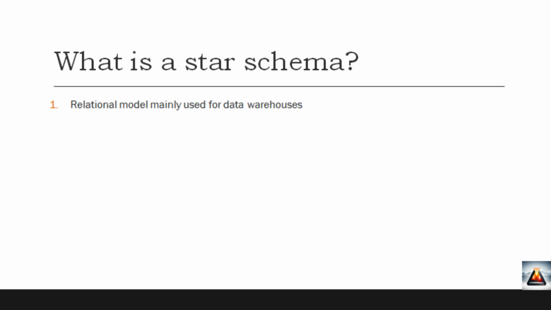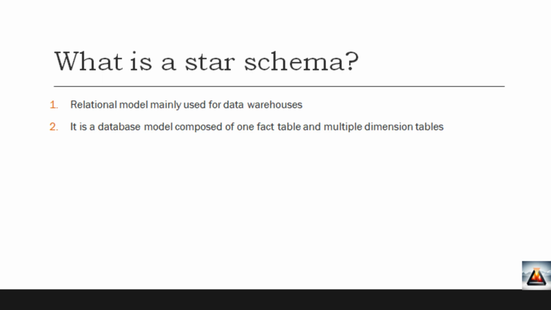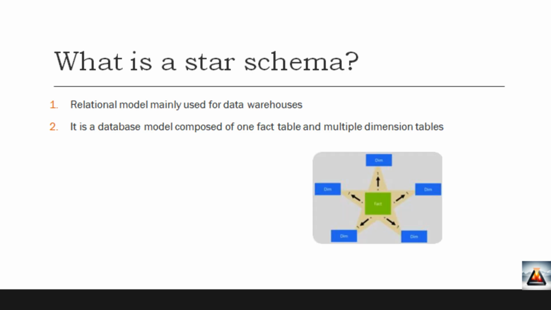What is a Star Schema? The Star Schema is a type of relational database model that is commonly used in data warehousing. It's designed to optimize querying and reporting performance for analytical purposes. In a Star Schema, there is typically one central fact table that holds the quantitative and measurable data, such as sales, revenue, quantities, etc. This fact table is surrounded by multiple dimension tables, which provide context and additional descriptive attributes related to the data in the fact table.